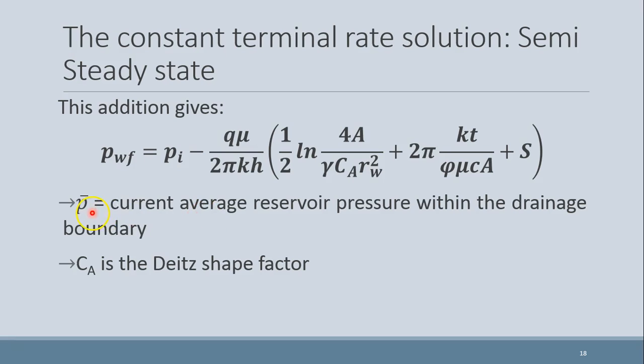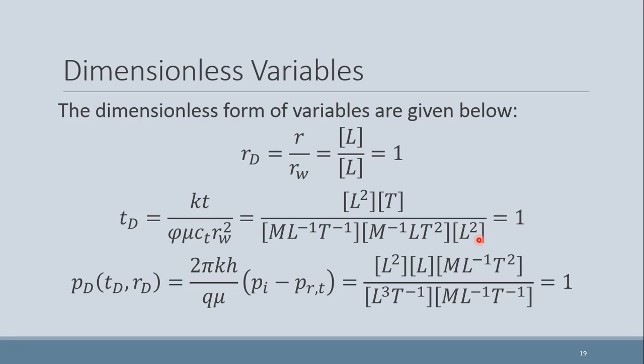Okay, so P bar is the average reservoir pressure within the drainage boundary, and CA is the Dietz shape factor. Now this equation is with respect to Pi. And now we will see how it deals with the dimensionless variables.